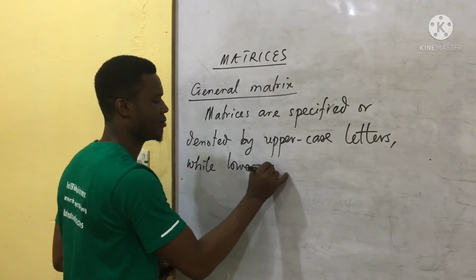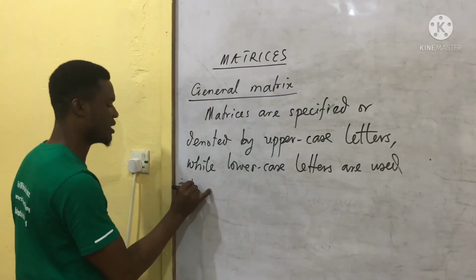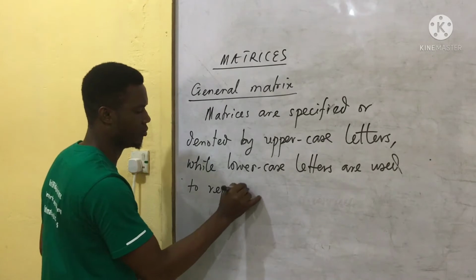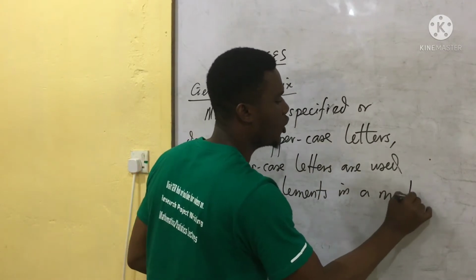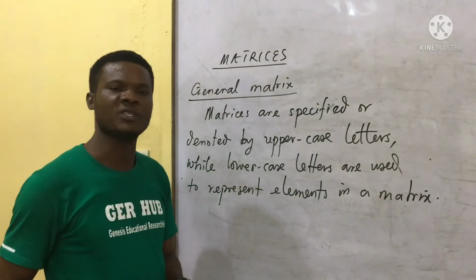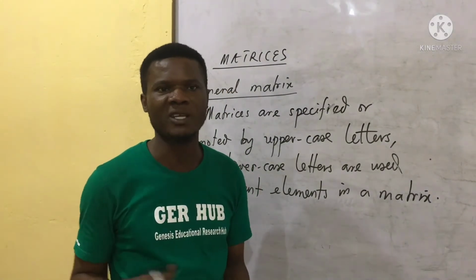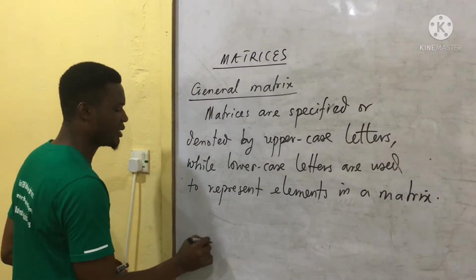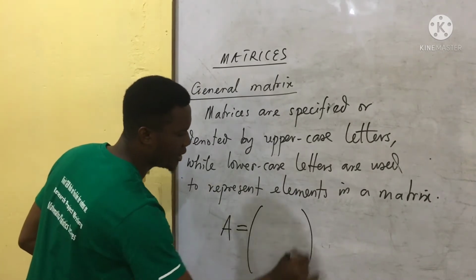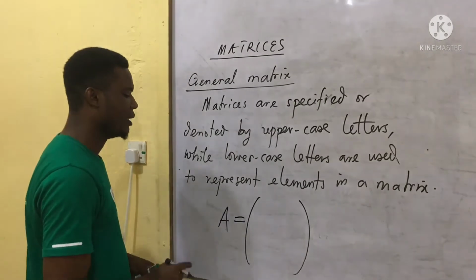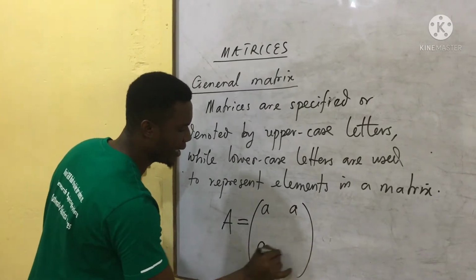lowercase letters are used to represent elements in a matrix. So whereas we use uppercase letters to represent matrices, we use corresponding lowercase letters to represent the elements of a matrix. So let's see, if I have a matrix A, let's say I have a 2 by 2 matrix A. Now, it is expected that the elements will be corresponding lowercase letters a.